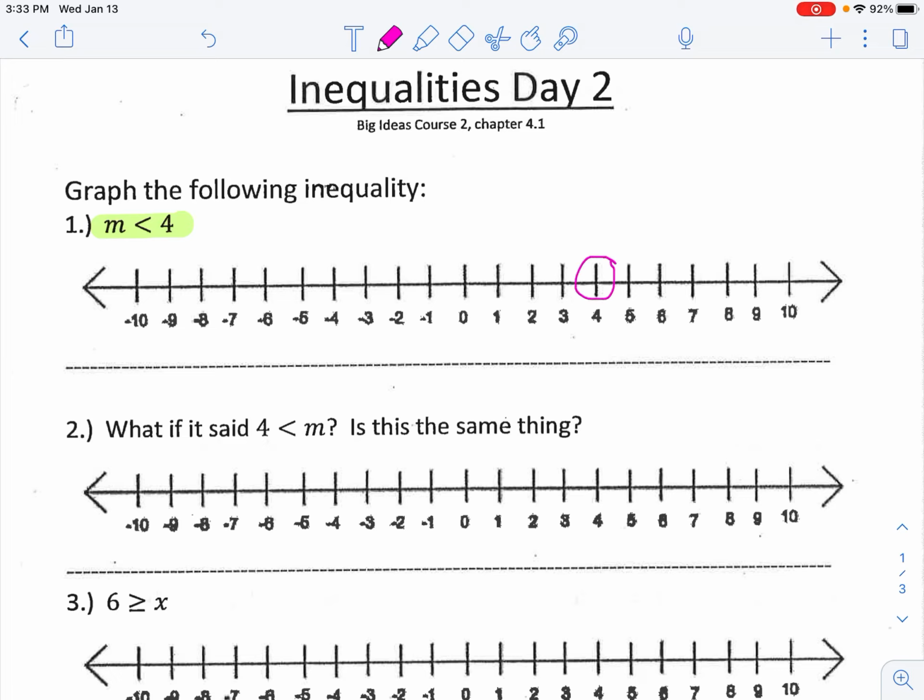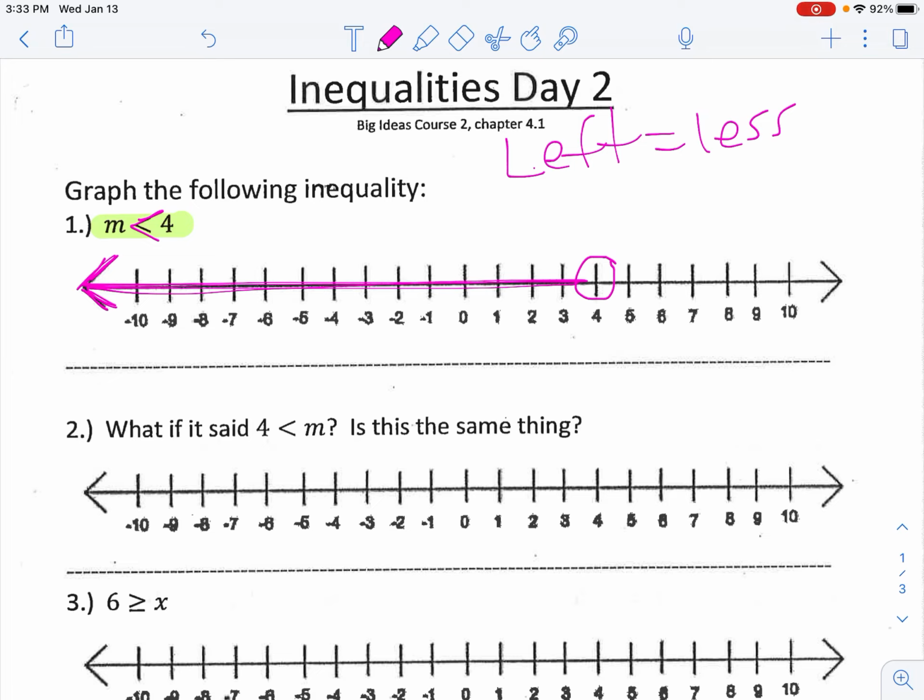Step number 2, decide which direction to darken your arrow. So remember, we're going to darken the arrow the same direction that less than is pointing, so that's pointing to the left. I always think left equals less, or less equals left. So all of these numbers between 4 and the arrow are possible solutions.